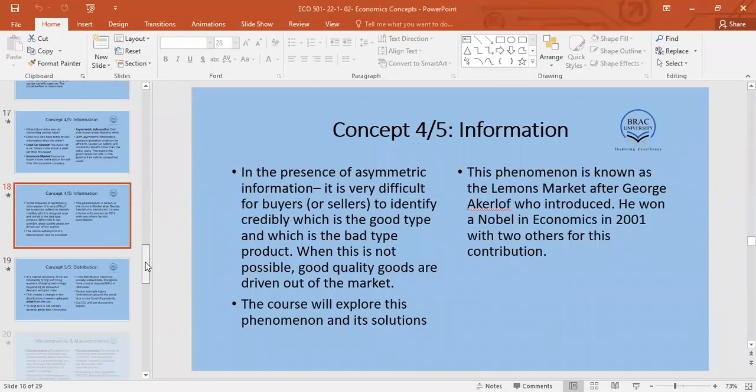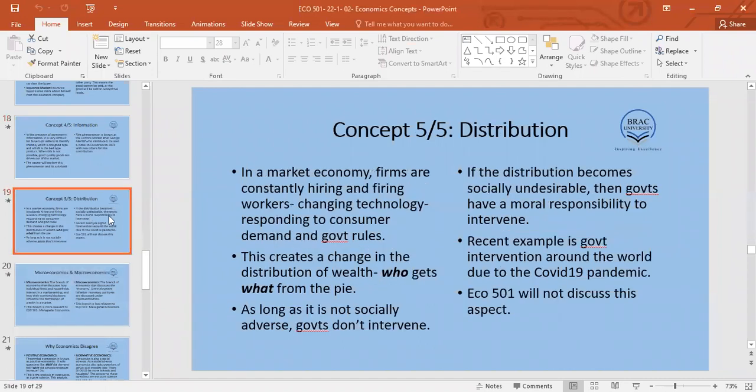The last thing is distribution. We are not going to discuss this concept in this course, but since it is in the text, it is good to mention it.